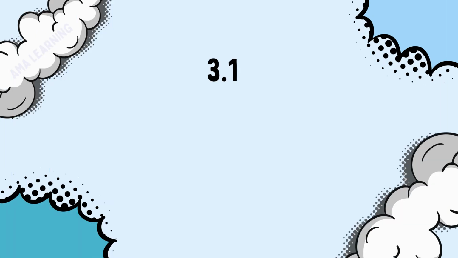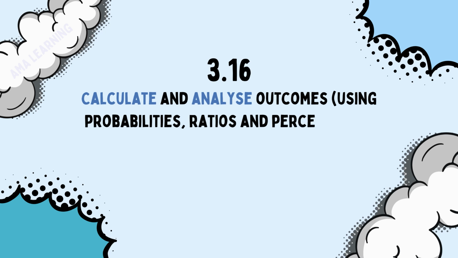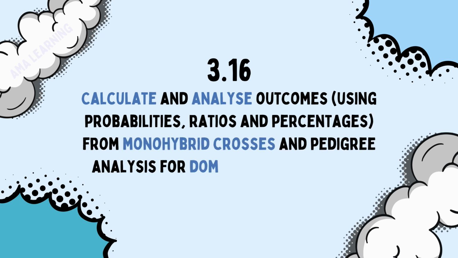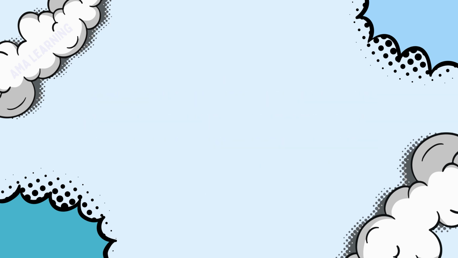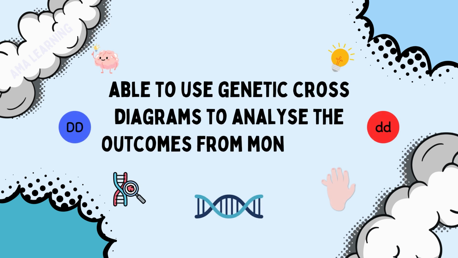Specification point 3.16: Calculate and analyze outcomes using probabilities, ratios and percentages from monohybrid crosses and pedigree analysis for dominant and recessive traits. To successfully answer any GCSE questions linked to this topic, you will need to be able to use genetic cross diagrams to analyze the outcomes from monohybrid crosses.